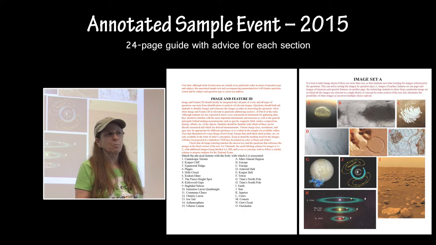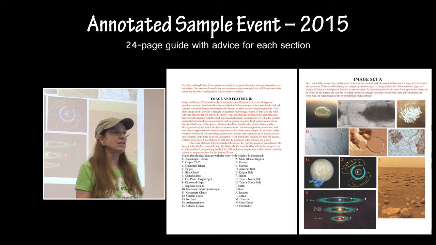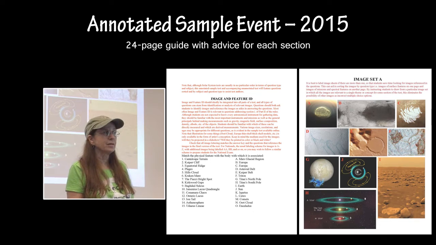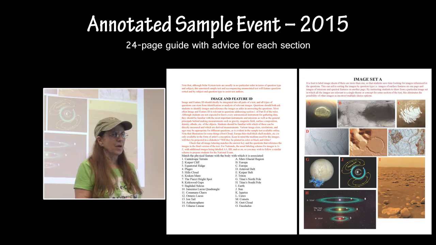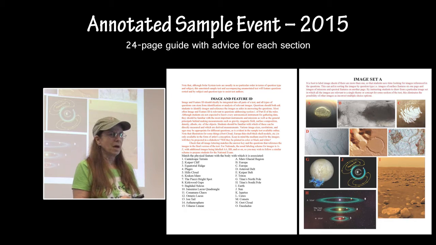An annotated sample event for the 2015 event was put together. And even though that was Solar System, and of course a very different event than Reach for the Stars, it is still a good document for you to go through and read, because written in red all the way through is the reasoning behind why those questions were developed, why those specific questions, why this object was put with this one, why this chart was used.